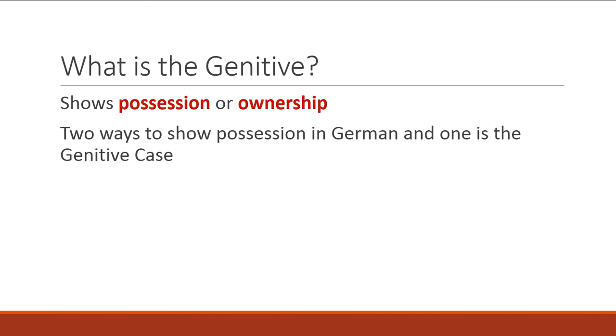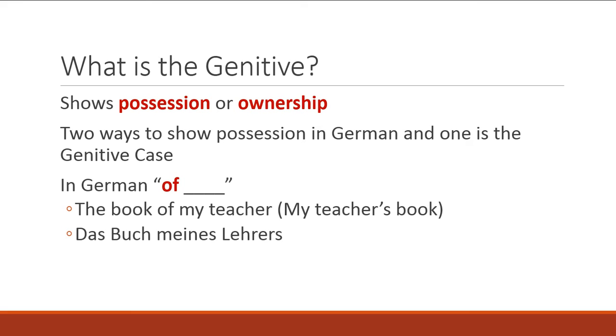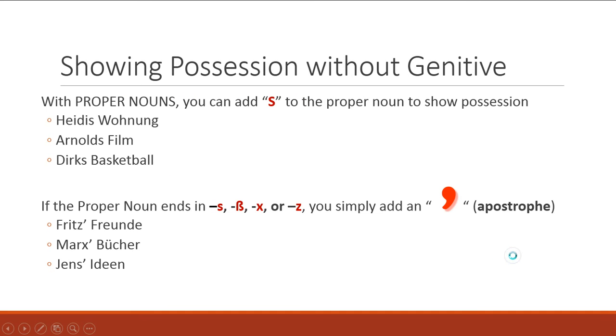You can show possession in a couple of different ways in German, but the genitive case is just one of those ways. In German, it takes the place of the English idea of "of the." So if we look at this simple phrase, "the book of my teacher," in German it becomes "das Buch meines Lehrers." So this part, "of my teacher," is "meines Lehrers," and that is an example of the genitive case.